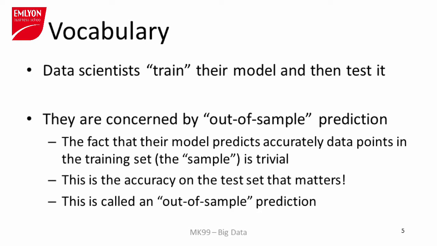So a bit of vocabulary here. We say that data scientists train their models or algorithms on the training set, and then only they test it. They are concerned by out-of-sample prediction, which looks a bit fancy, but is actually very important. It means that data scientists don't really care whether their algorithms predict the training set accurately, because of course, for the training set, you give the algorithms the solution.